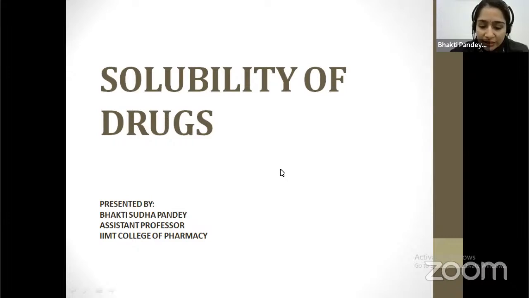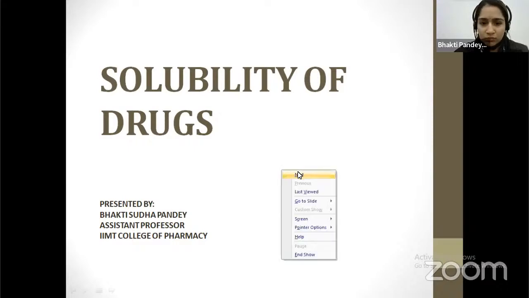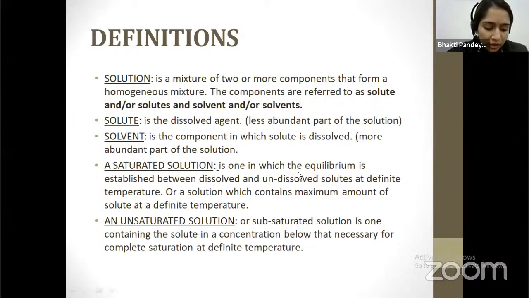So I'll be starting with the definitions. We have several definitions in this slide. We'll be starting with the solution. So basically, what is a solution? A solution is a mixture of two or more components that forms a homogeneous mixture. The components may be referred to as solute and solvent.